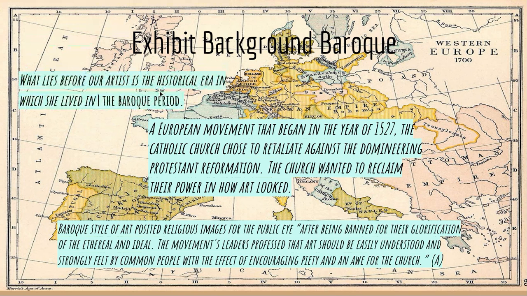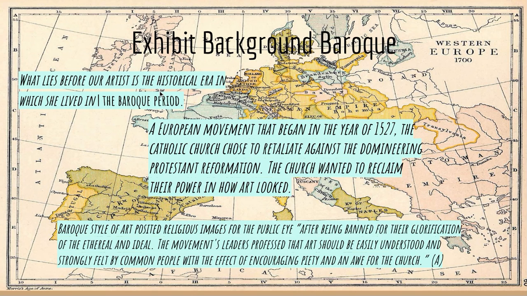In general, the Baroque style period of art posited religious images for the public eye after being banned for their glorification of the ethereal and ideal. The movement's leaders professed that art should be easily understood and strongly felt by common people with the effect of encouraging piety and awe for the church.